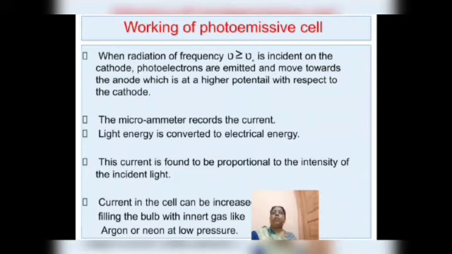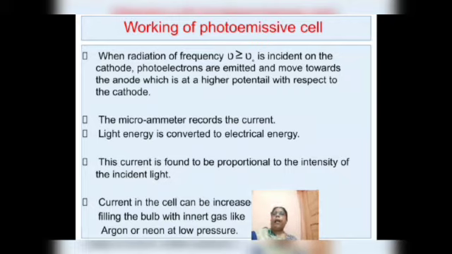Working of the photoemissive cell: when radiation of frequency nu greater than or equal to nu 0 is incident on the cathode, the photoelectrons are emitted and move towards the anode, which is at higher potential with respect to the cathode. Nu is the incident frequency of radiation and nu 0 is the threshold frequency. Threshold frequency means the minimum frequency which emits the electrons from the surface of metal. Therefore, nu is always greater than or equal to nu 0.